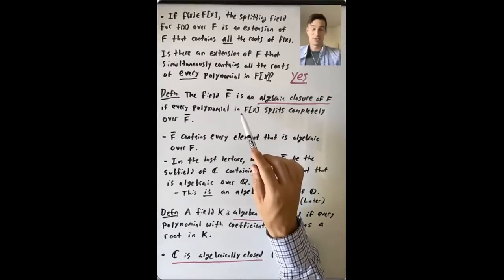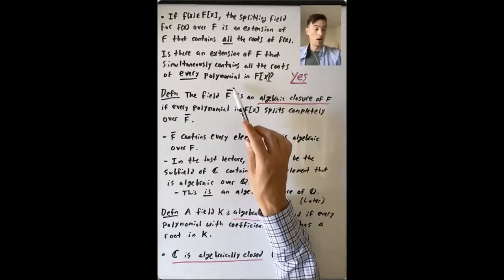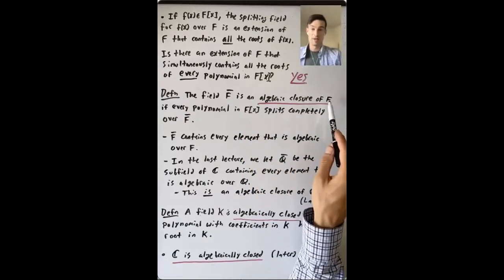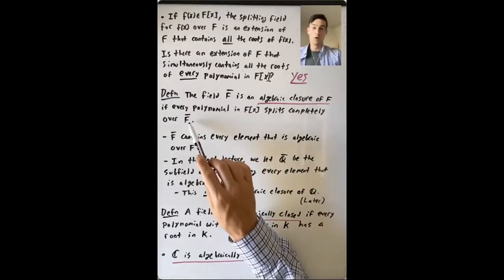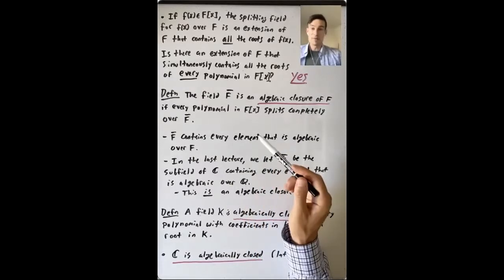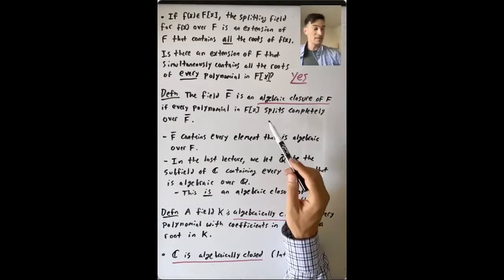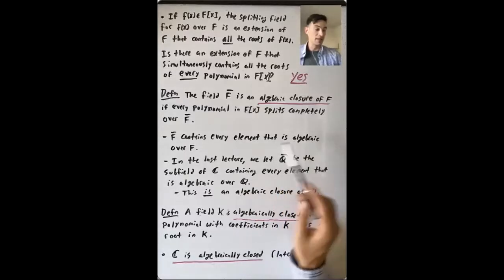All right, so the definition that I want to give now is that the field F bar is an algebraic closure of F if every polynomial in F[x] splits completely over F bar. What would that mean? The elements that are algebraic over F are exactly the elements that are roots of polynomials with coefficients in F. So that means that such a field, this algebraic closure, has to contain every element that is algebraic over F.